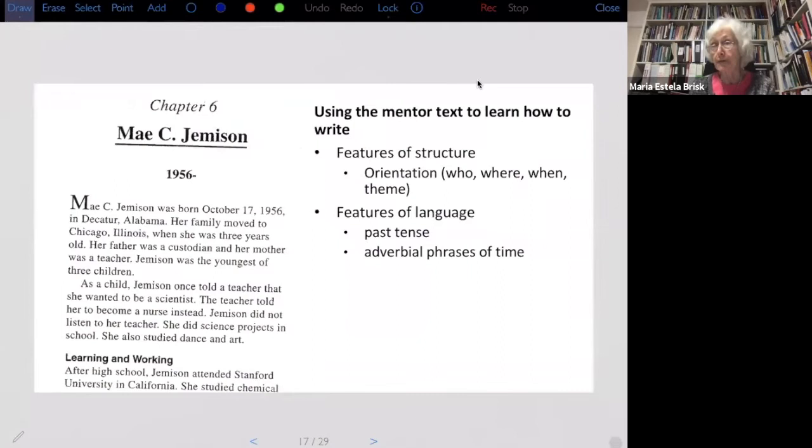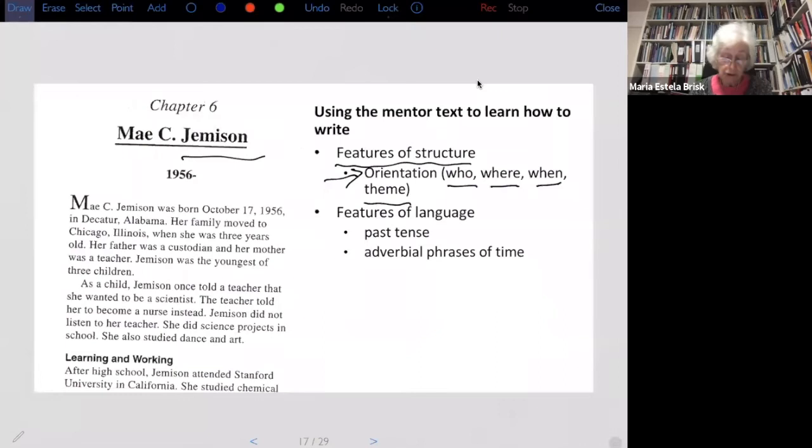So this is the beginning of a biography about Mae Jemison. We looked at the whole biography, but for the sake of time, I'm just going to look at the beginning. The way I would use this mentor text would be, for example, to show features of the structure. So the introduction of a biography includes what is called the orientation: the who, the where, the when, and then the theme that is going to help tie in all of the events of the biography.